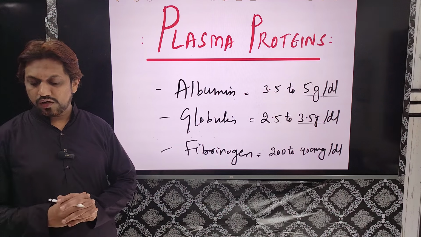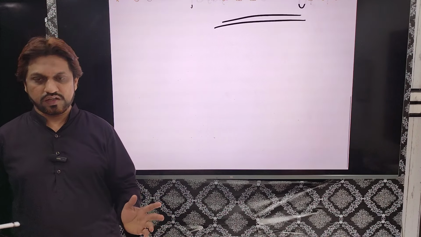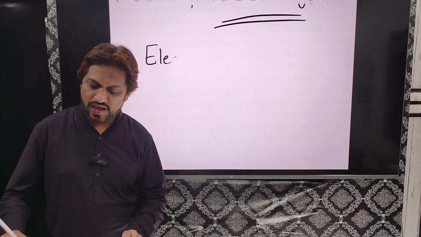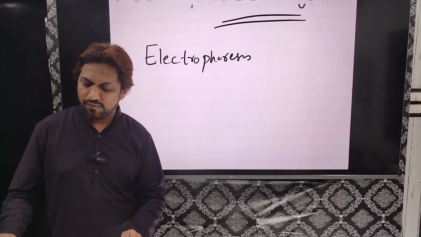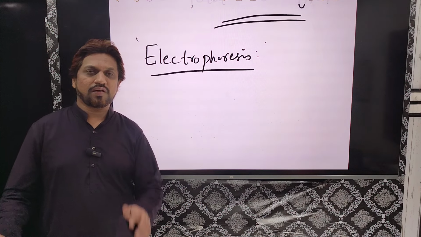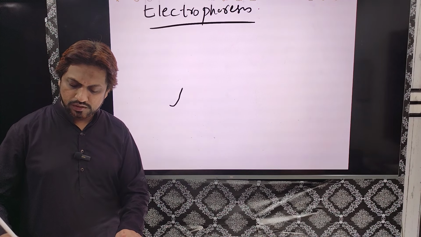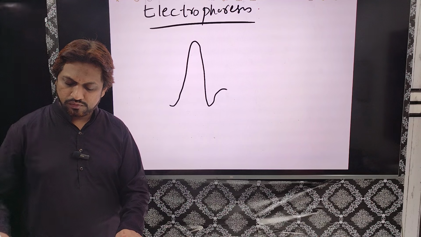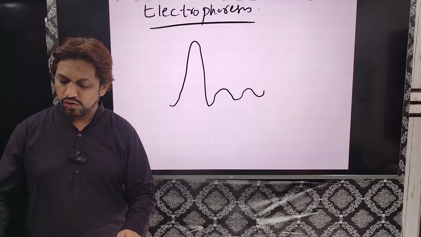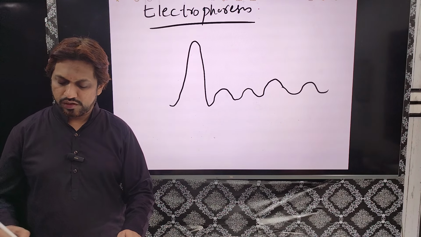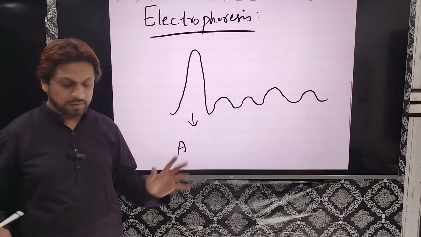Now, how are they separated? These plasma proteins are separated by various techniques. The most important technique is electrophoresis, either paper or gel electrophoresis. I won't go into detail about the technique, but the pattern we get in normal blood will be like this. This is albumin. Then there are 4 subtypes of globulins: alpha 1, alpha 2, beta, and gamma. Let me label here. This is the electrophoretic pattern of the normal plasma proteins.